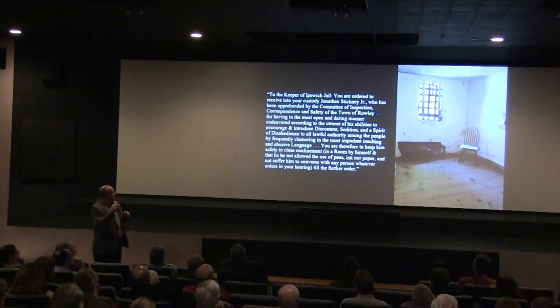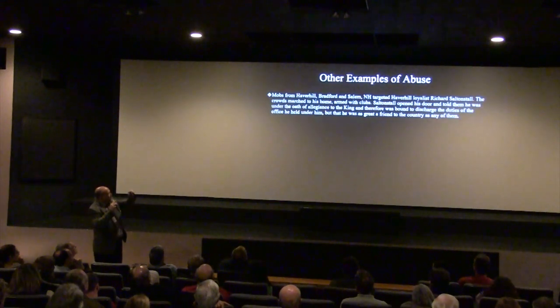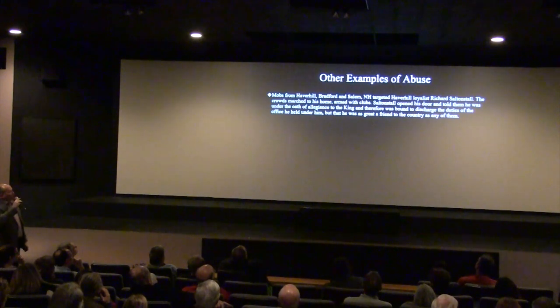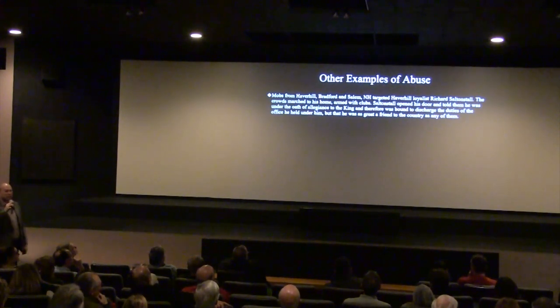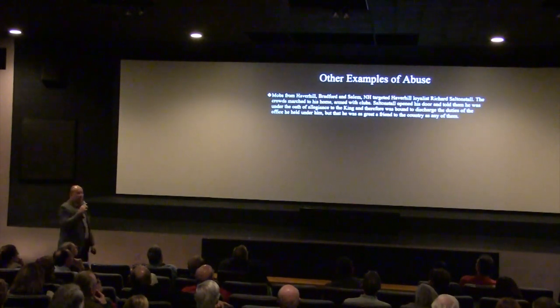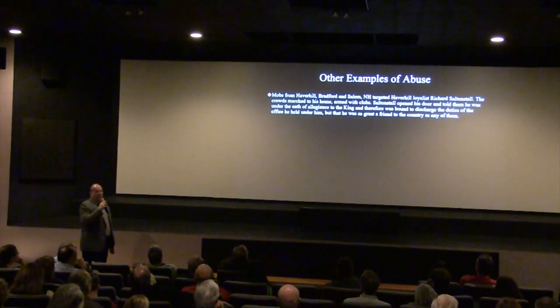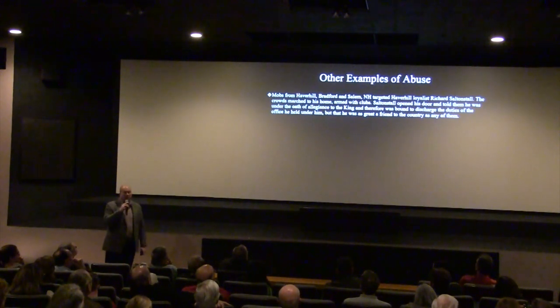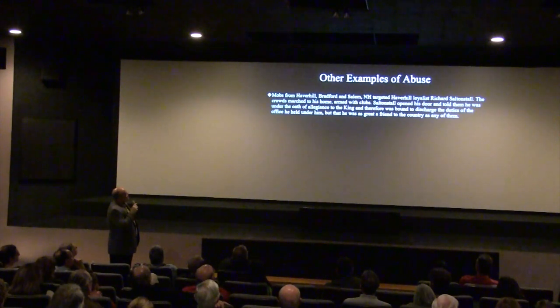So, other examples of abuse that we came across? Mobs from Bradford, Haverhill, and Salem, New Hampshire targeted Haverhill loyalist Richard Saltonstall. If you're from the Merrimack Valley, the Saltonstall family is a huge old English family that was pretty much in the Merrimack Valley since the outset. Crowds marched to his home armed with clubs. Saltonstall, I'll give him credit, opened the door and asked, what do you want? They told him they wanted him to renounce his loyalties, which he refused.